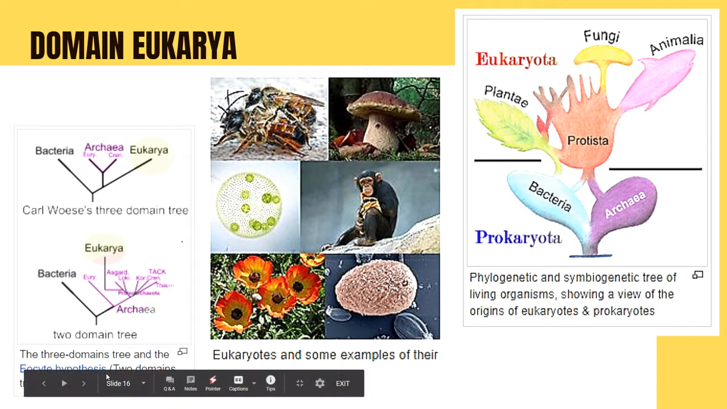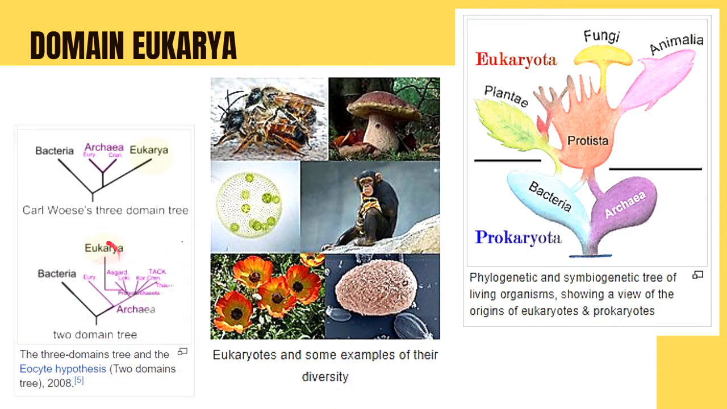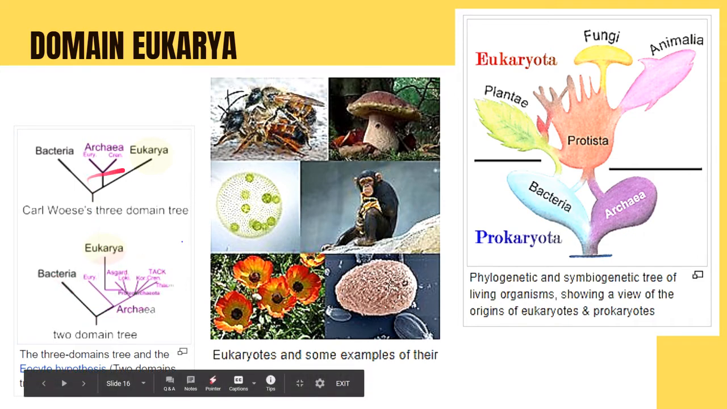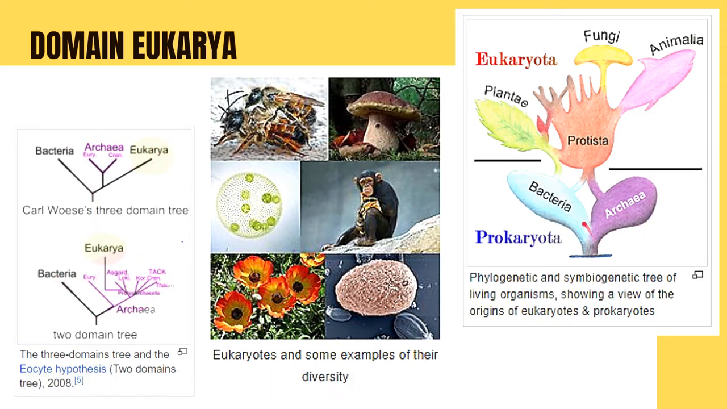So these are the three domain trees, which show us that Archaea is more related to Eukarya than it is to bacteria. Again, another symbiogenetic tree of living organisms, showing that Archaea is actually quite more related to Eukarya than the domain bacteria.